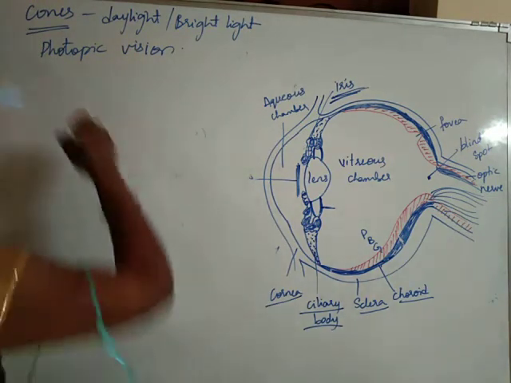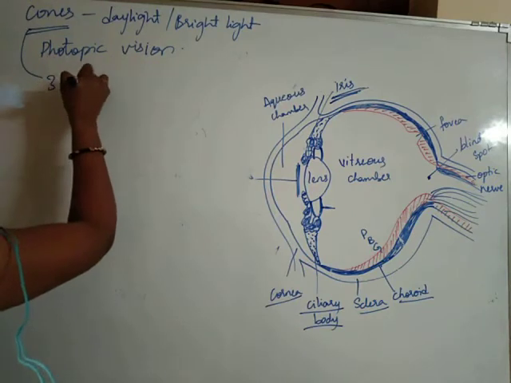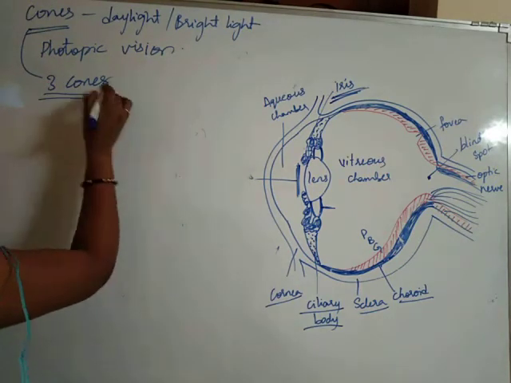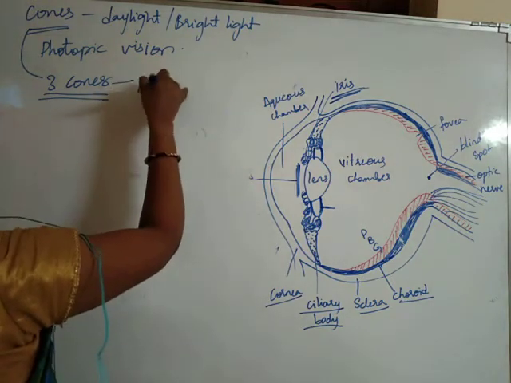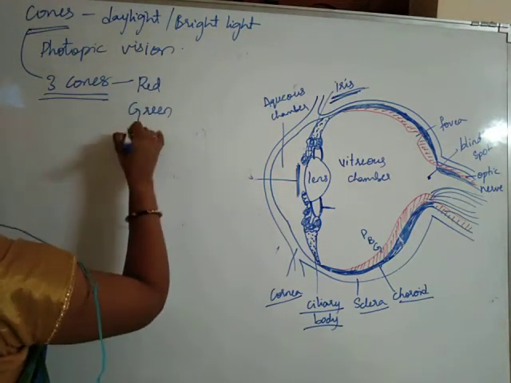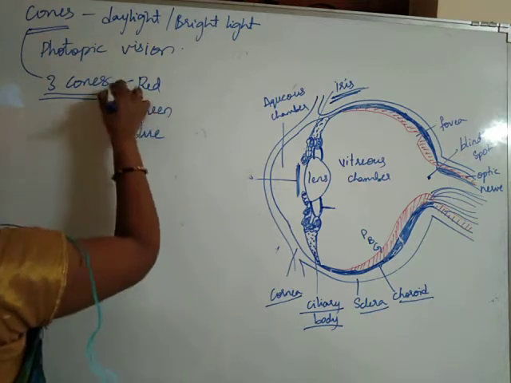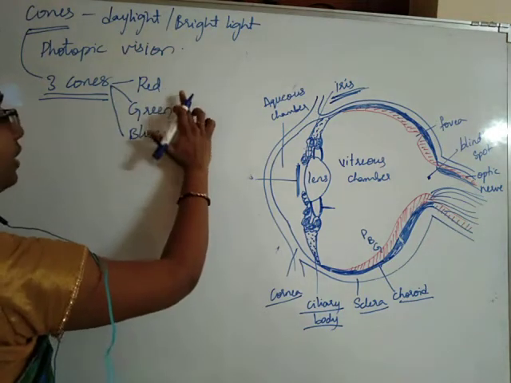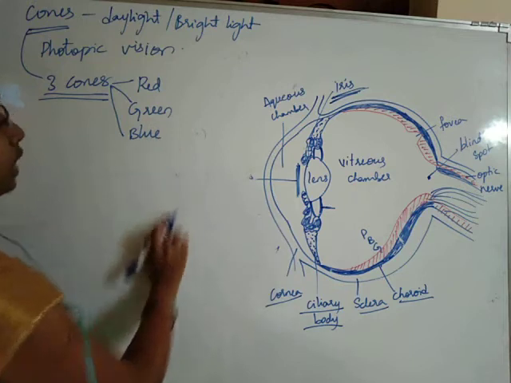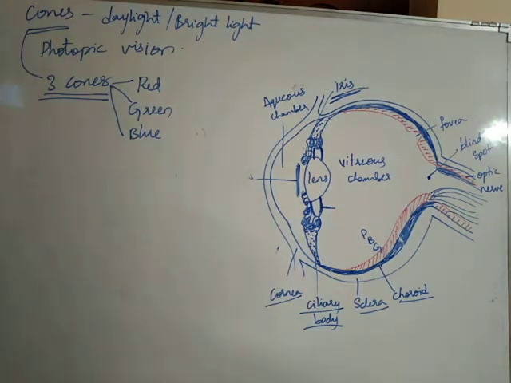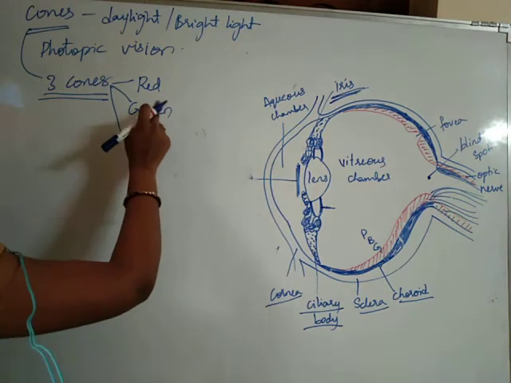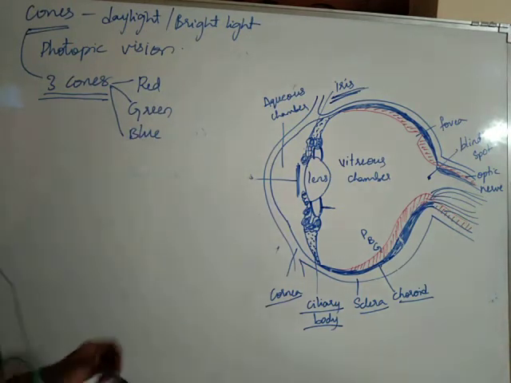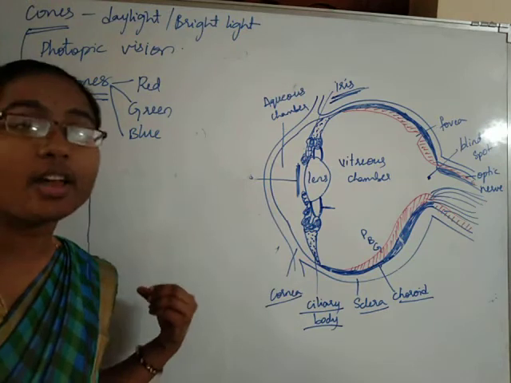There are three types of cones, sensitive to three different colors. They are red, green and blue. The stimulation of each different type of cone will cause the generation of each different color vision.